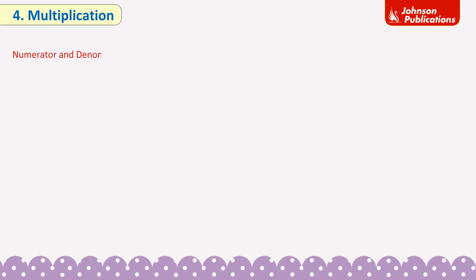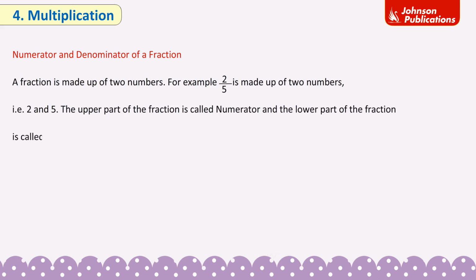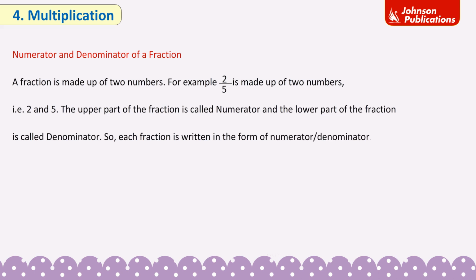Numerator and denominator of a fraction. A fraction is made up of two numbers. For example, 2 upon 5 is made up of two numbers, that is 2 and 5. The upper part of the fraction is called the numerator and the lower part of the fraction is called the denominator. So, each fraction is written in the form of numerator upon denominator.